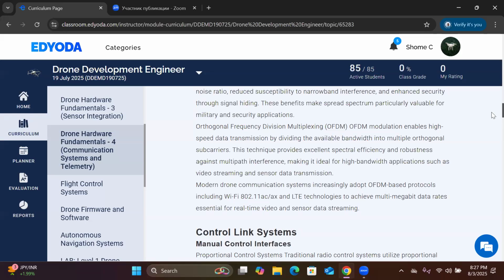Modern drone communication systems increasingly adopt these OFDM based protocols, including Wi-Fi 802.11 AC/AX. There are a lot of standards like 802.11 AC, BG, AX. So here they have mentioned AC/AX and LTE technologies to achieve multi-megabit data rates essential for real-time video and sensor data streaming. Whatever data rate or data streaming rate is applicable for the 802.11 AC standard will not be the same for 802.11 BG or AX standards.